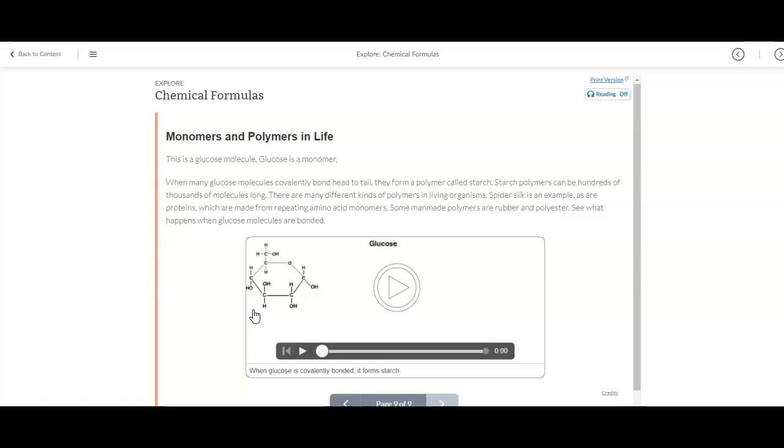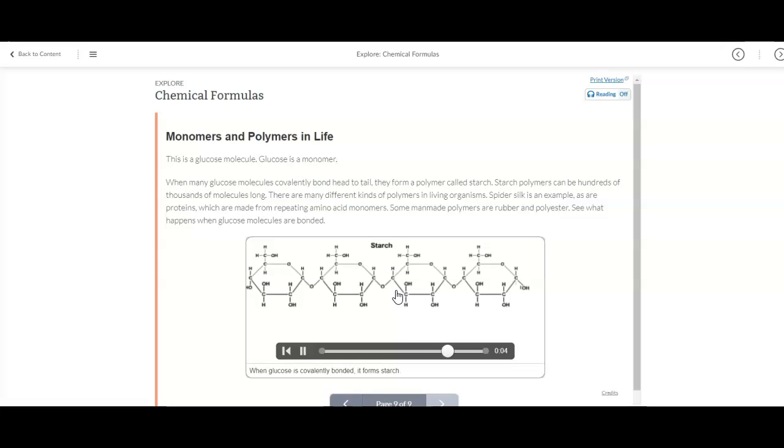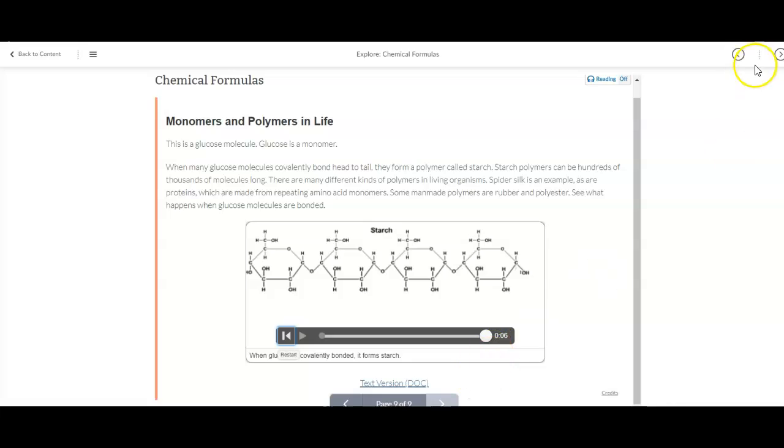So see what happens when the glucose molecules are bonded. If we look at this picture, you can kind of see where they're joining. It's like they're holding hands. And it's just a repeating line of the same exact molecule over and over. Like I said, you will study this in great detail when you take high school biology.